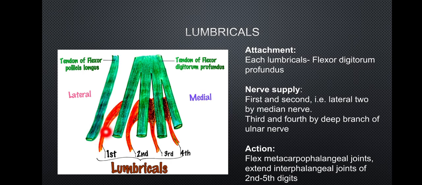They act to flex at the metacarpophalangeal joint and extend at the interphalangeal joints of each digit, and their innervation goes like this. The lateral 2 lumbricals, that is of the index and the middle fingers, are innervated by the median nerve, and the medial 2 lumbricals of the little and the ring finger are innervated by the ulnar nerve.